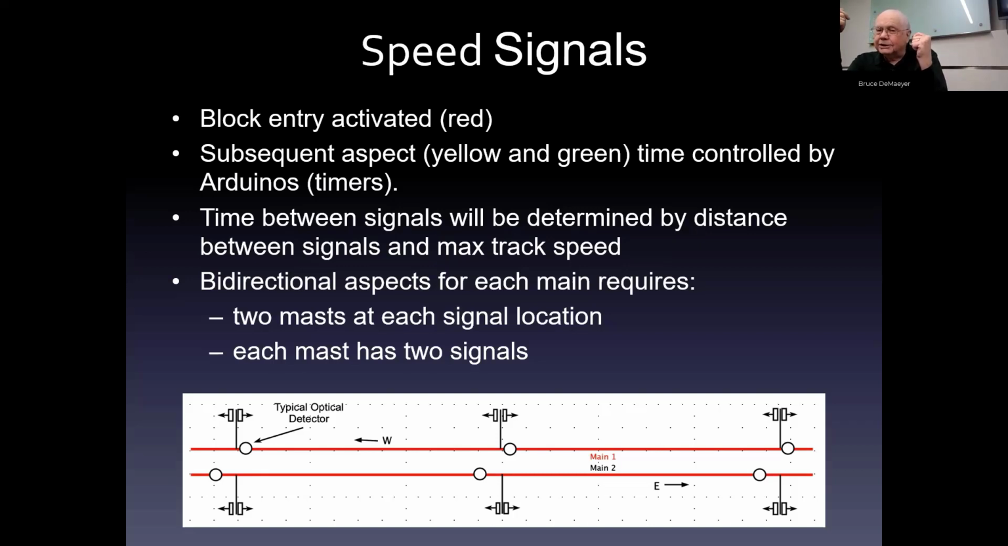I'm going to say that the first signal stays lit at green or red when the train goes past it for some amount of time. Let's say 30 seconds. And at the end of 30 seconds, it's going to turn yellow. And at the end of another 30 seconds, it's going to turn green. And that Arduino can do beautifully, because Arduino is basically a timer circuit.